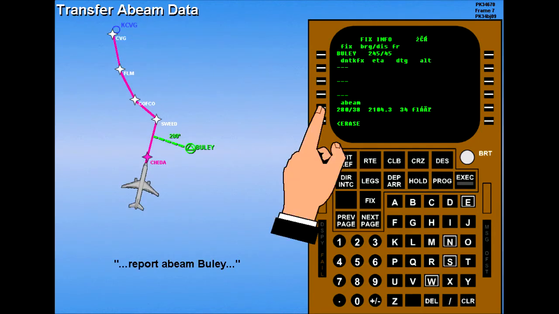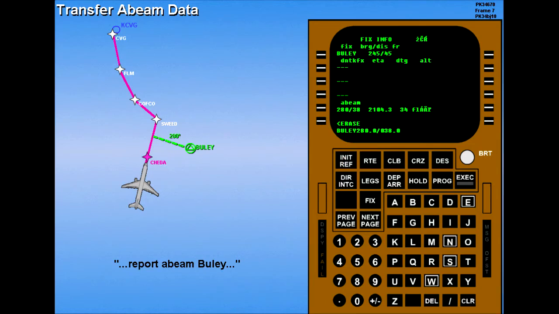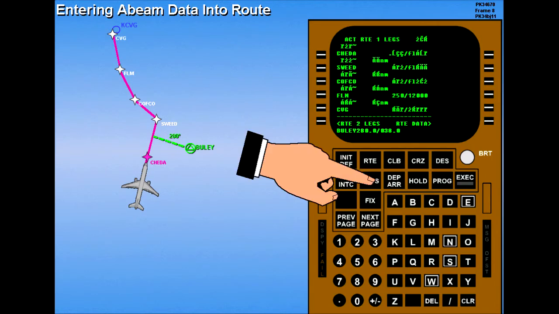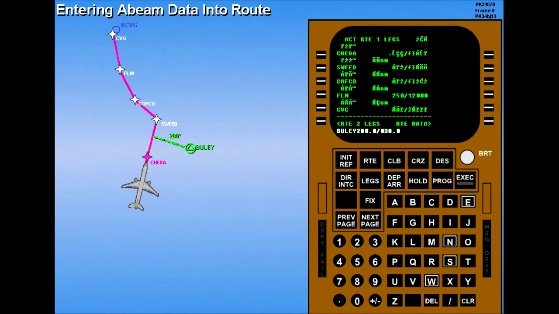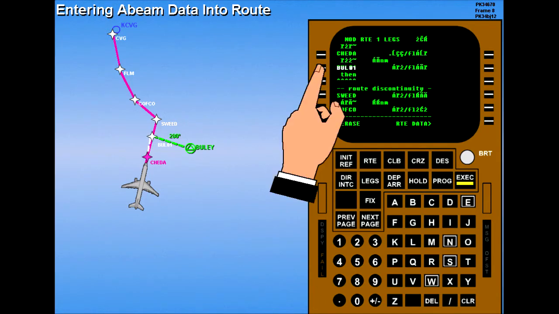To convert the beam data into a waypoint, first select it to the scratch pad. The scratch pad now displays the selected identifier along with the computed radial and distance to the beam point. Next, select the legs page. The beam data has now transferred to the legs page, and using the HSI for reference can be line selected into the proper route sequence.